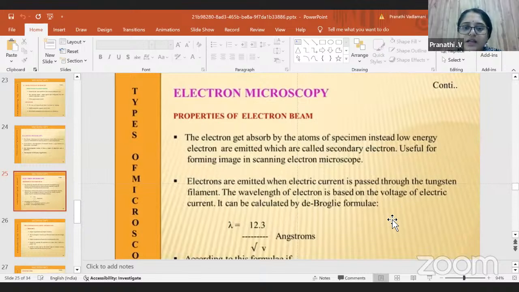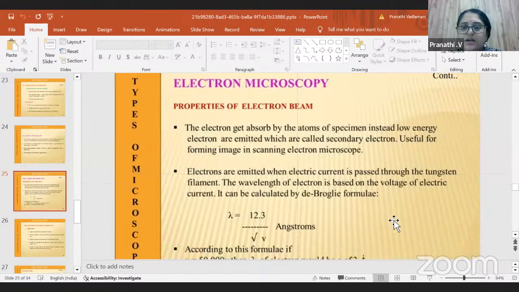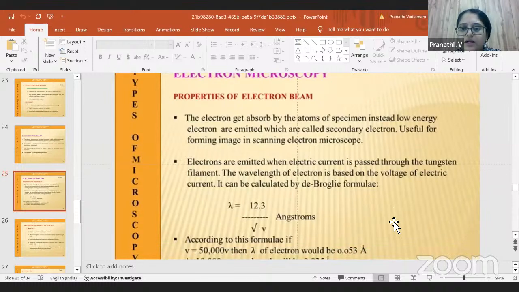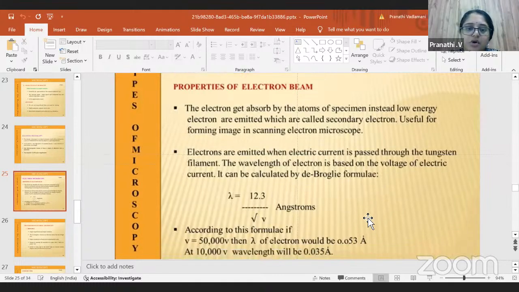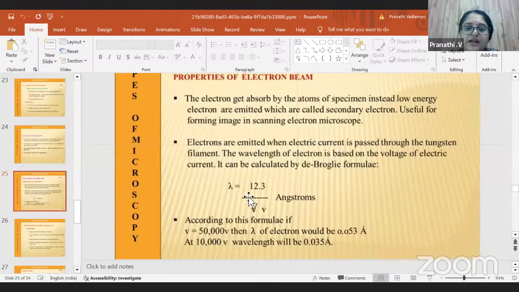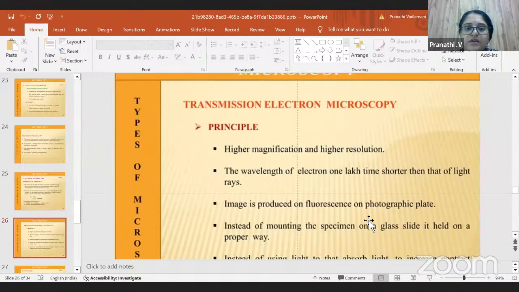Whenever electrons are emitted using an electric current passed through a tungsten filament, the wavelength of the electron is based on the electric current voltage. It is calculated by the de Broglie formula, and it is going to be in angstroms. Like I told you, there are two types of electron microscopes, scanning and transmission.